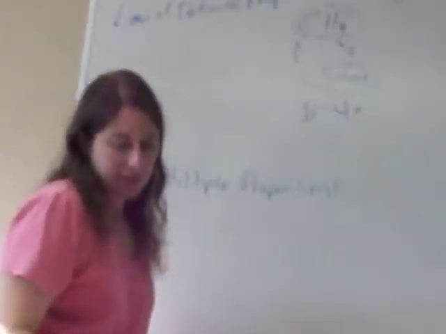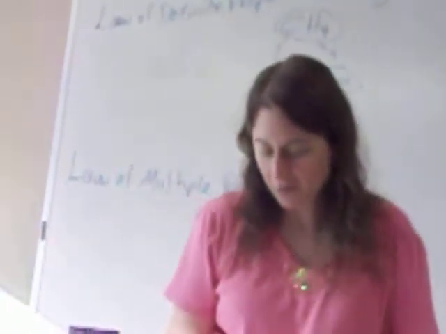So the law of multiple proportions actually is even worse. When you read it, it almost feels like gobbledygook to me. It says a fixed amount of an element that can combine with another element in more than one way will do so in whole number proportions. So how to apply that to real life, well, that seems a little bit complicated, but it's really not.